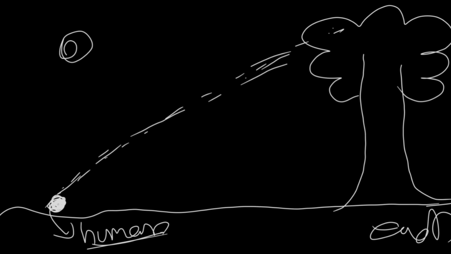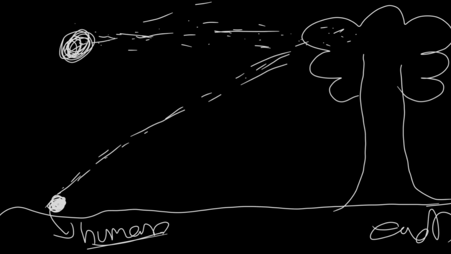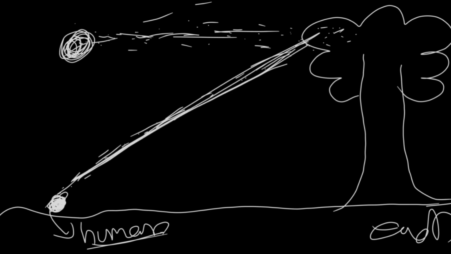Any light source, it can be the sun or a street light or something. The light which is emitted from the source should fall on the tree, and that light should be reflected back and fall on the eye of the human. Then only that human can see the tree. So this is the ray which is reflected back from the tree to the human eye.